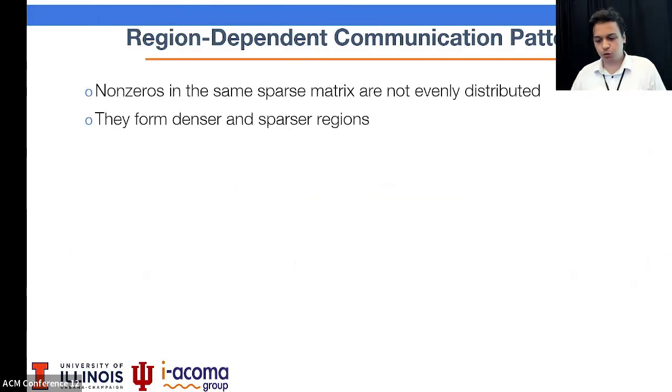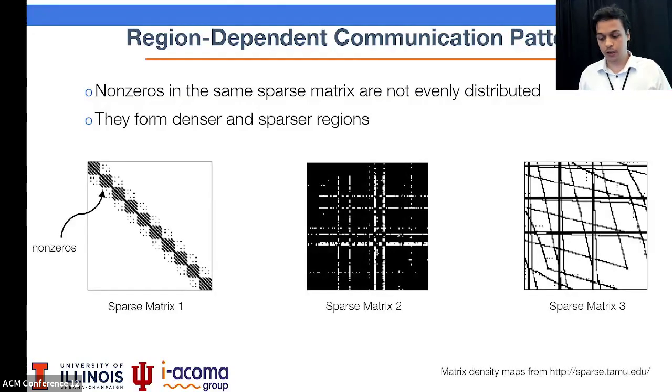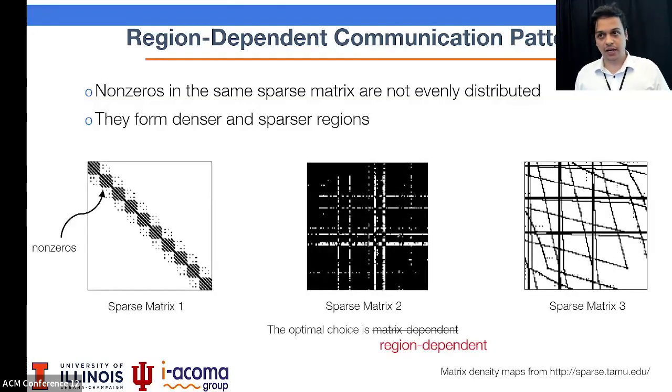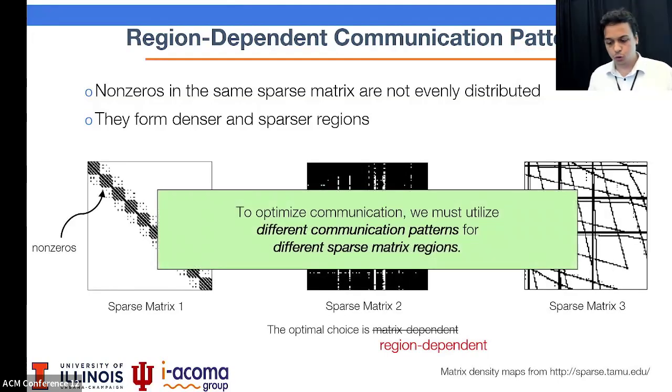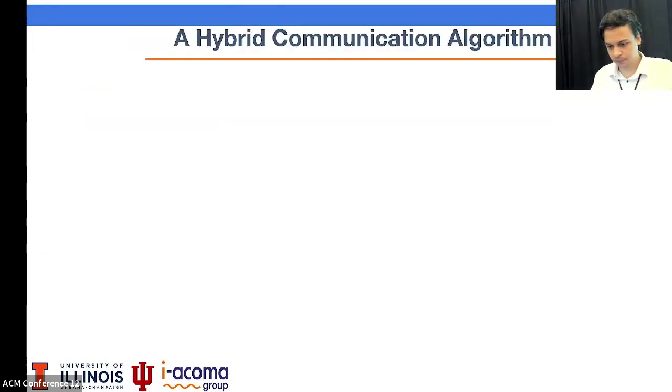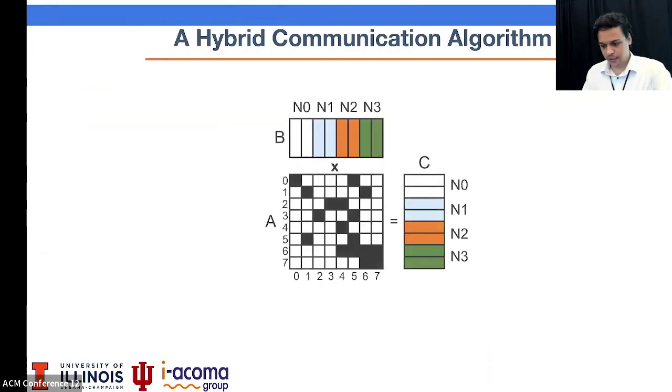However, non-zeros even in the same sparse matrix are not evenly distributed. Instead, they form denser and sparser regions. To this end, in this work, we claim that the optimal choice is not matrix dependent, but it is region dependent. In this work, to optimize communication, we utilize different communication patterns for different sparse matrix regions of the same matrix. How do we do that?